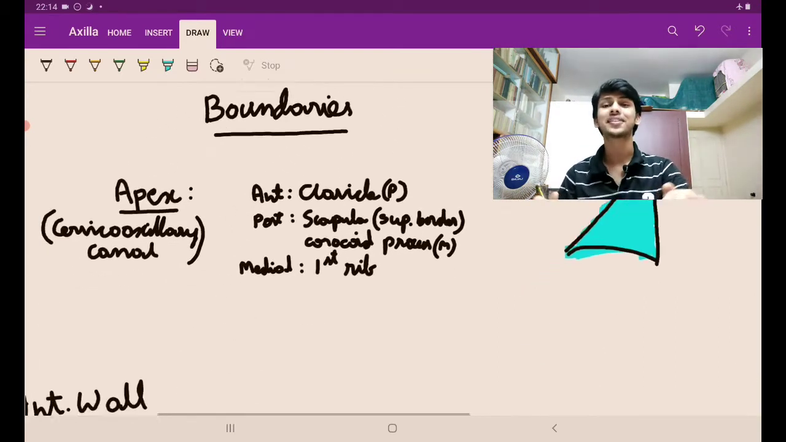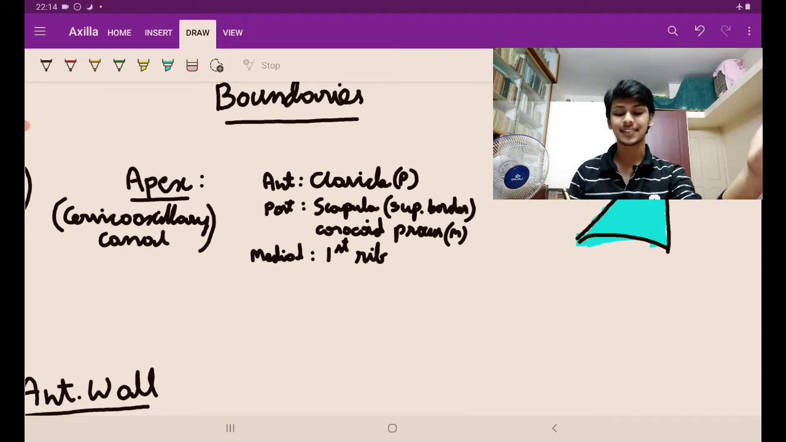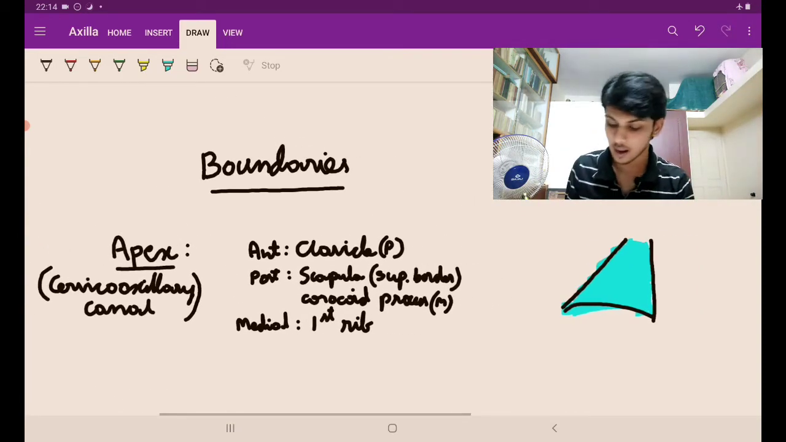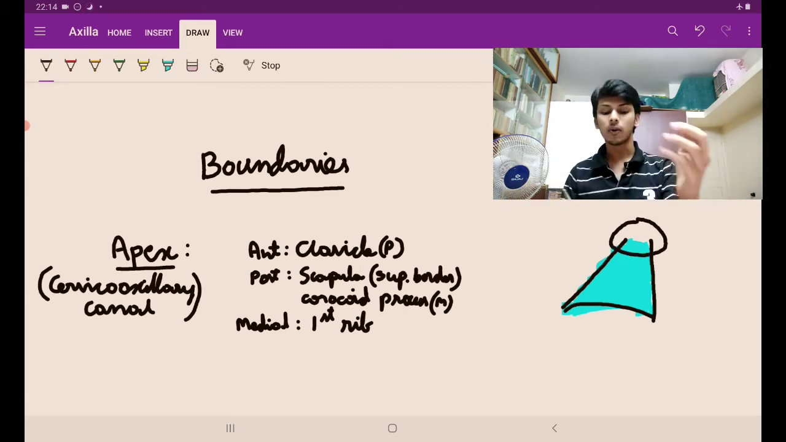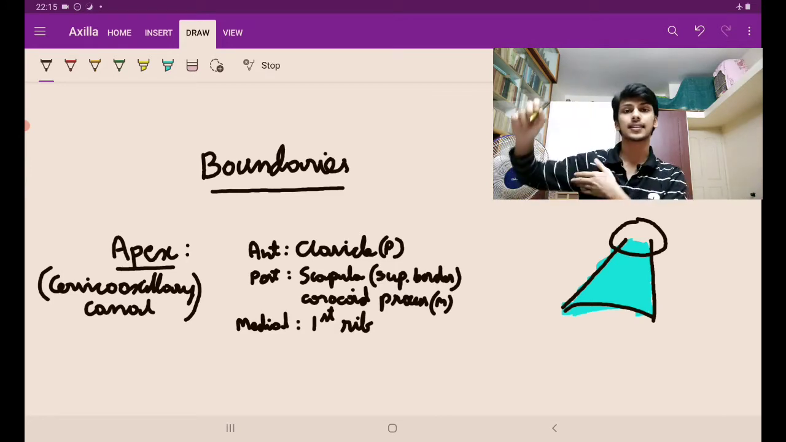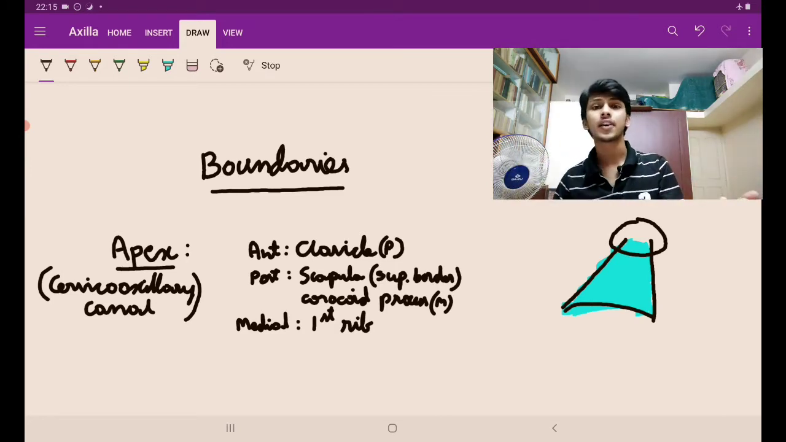Okay, the boundaries of the axilla. The apex of the axilla is this region. So what is the apex of axilla called? It is called cervico-axillary canal. Cervix is the neck, axilla is here. So why is it called cervico-axillary canal?